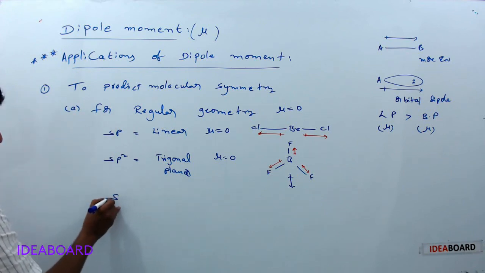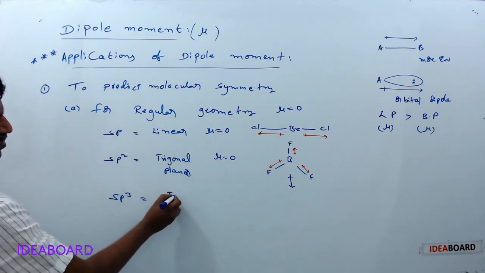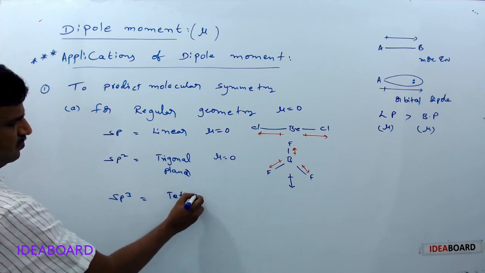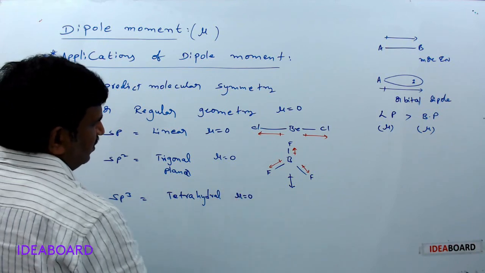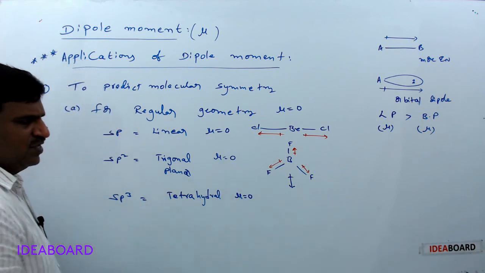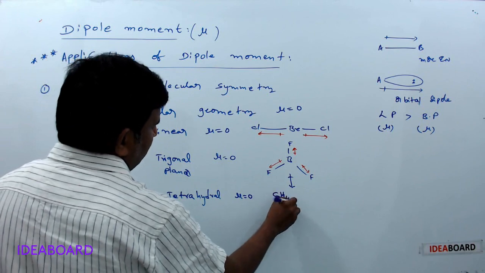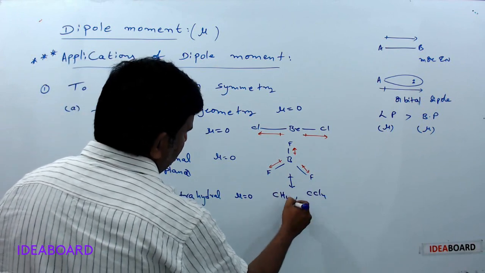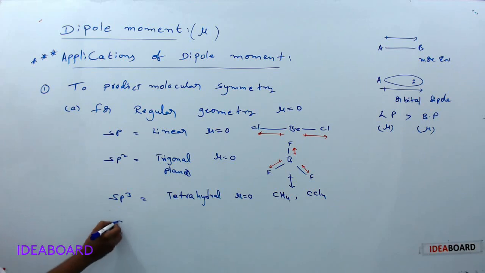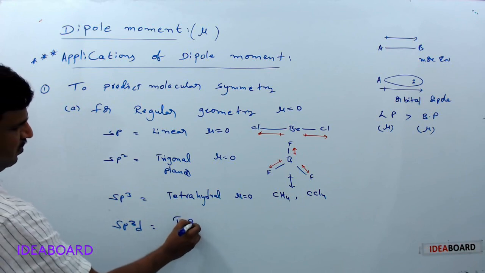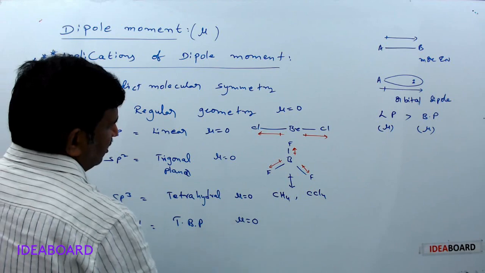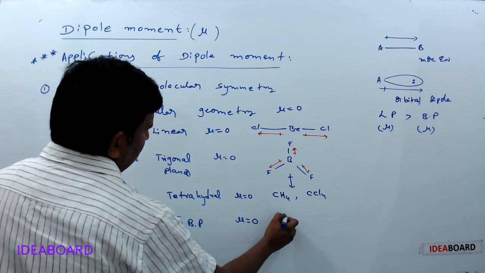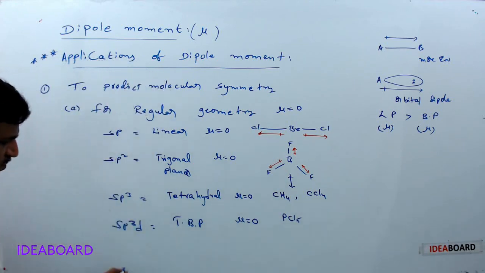Okay, and next for sp3 hybridization, if the geometry is tetrahedral, then the dipole moment of the molecule is 0. Here for example CH4 molecule or CCl4 molecule, the dipole moment is 0. Similarly for sp3d hybridization, if the geometry is trigonal bipyramidal, then the dipole moment is 0. Example for this is PCl5.